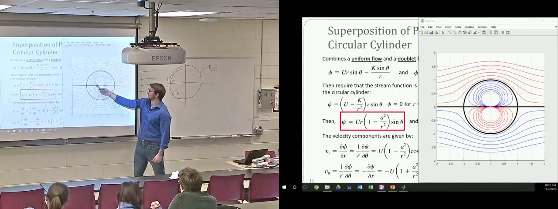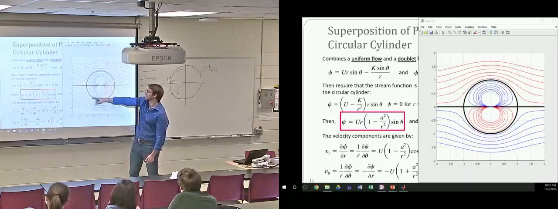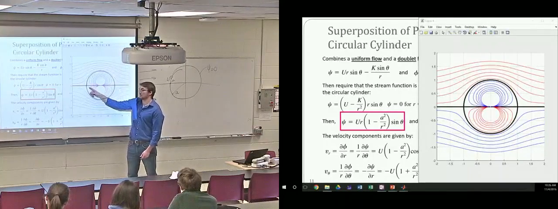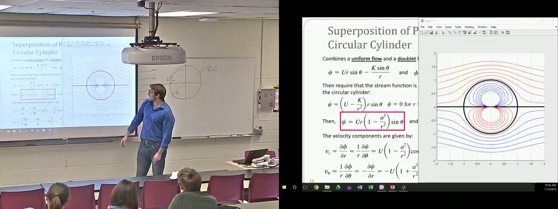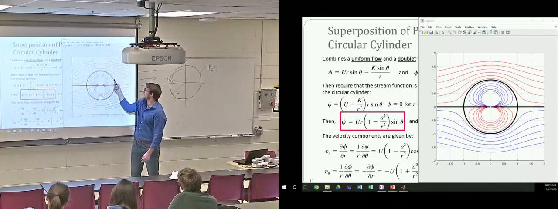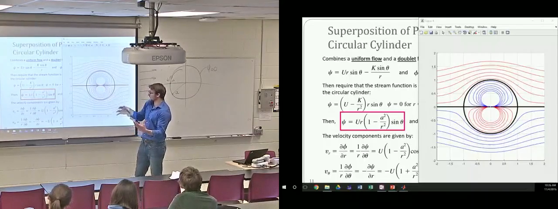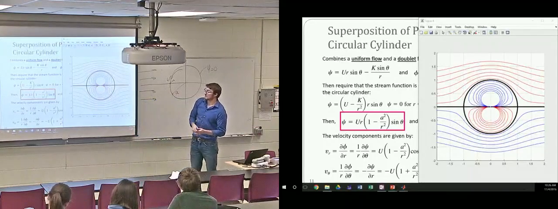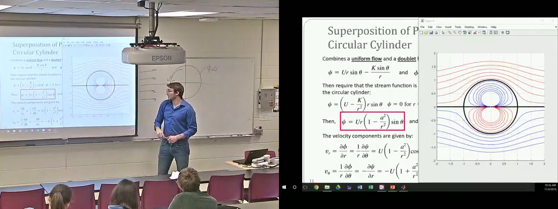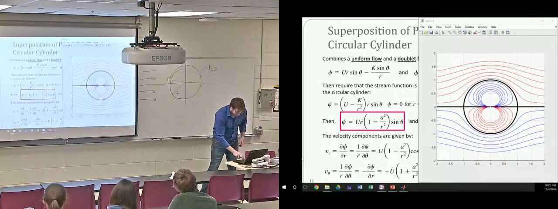All right, and the flow inside the circle isn't really of interest. We don't care what's happening inside as long as we get a streamline that represents the body that we're interested in simulating. Because we have two singularities here, a source and a sink, there's flow coming out of one and into the other. And because both singularities are contained within the solid circular analog here, we don't have to worry about the fact that they are actually mathematically singular.